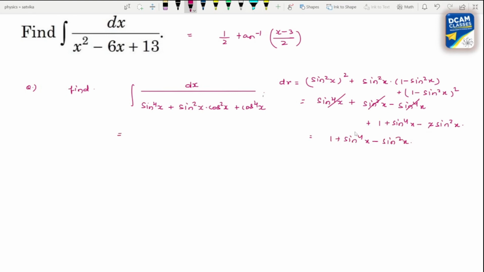We'll take sine square x common from this one. I took sine square x common, it has become sine square x minus 1. After that, if you want to continue, you can write it like this: 1 minus sine square x times, and sine square x minus 1 you can write as minus cos square x, right? So this you can write as 1 minus sine square x cos square x. Ultimately, this thing has been converted into dx by 1 minus sine square x cos square x.